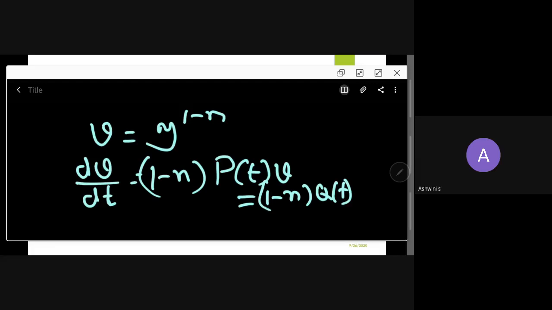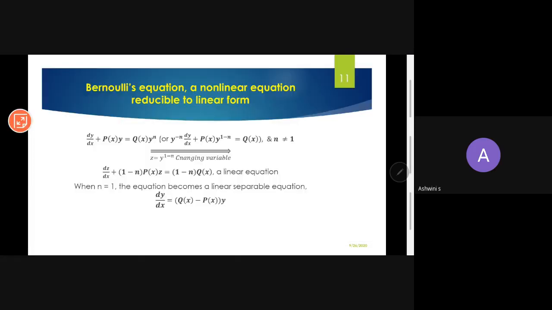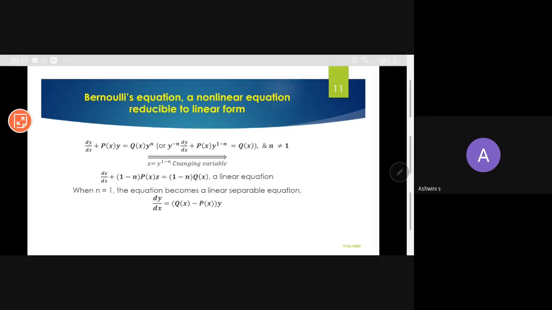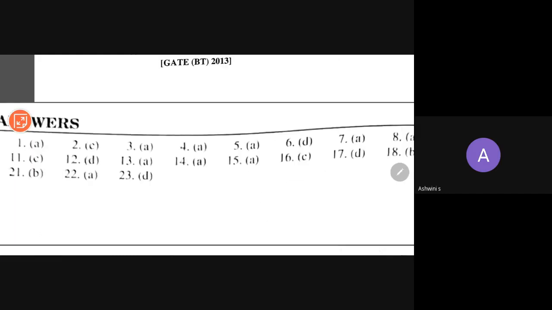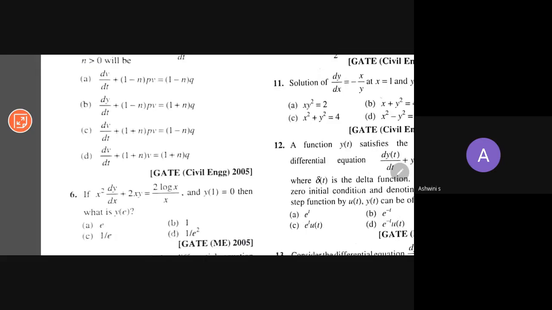So you can see here the options. That is option A, the fifth one is option A. See, like that, it's simple questions. You don't require any computation. Most of the questions in GATE will be like this.